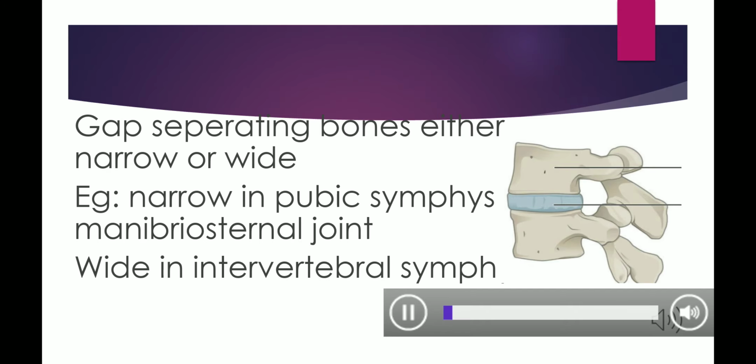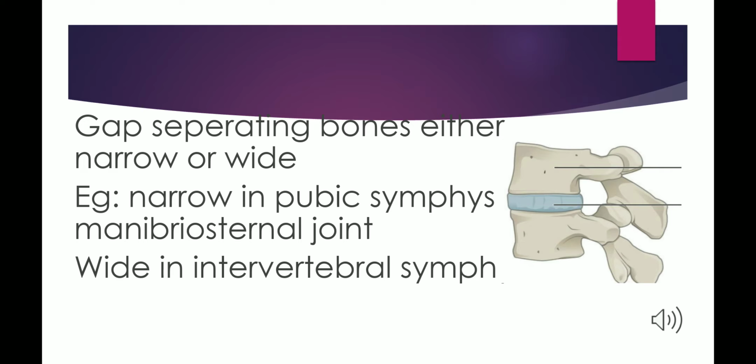So in symphysis joint, the gap separating the adjacent articulating bones can be either narrow or wide. An example for narrow is pubic symphysis and manubriosternal joint. An example for wide symphysis is intervertebral symphysis.